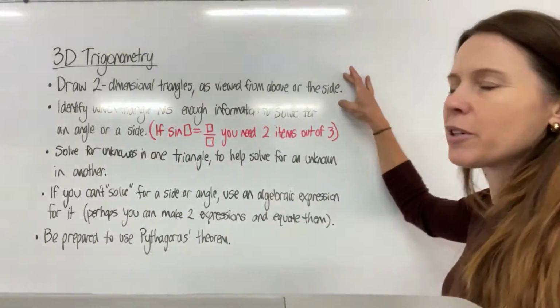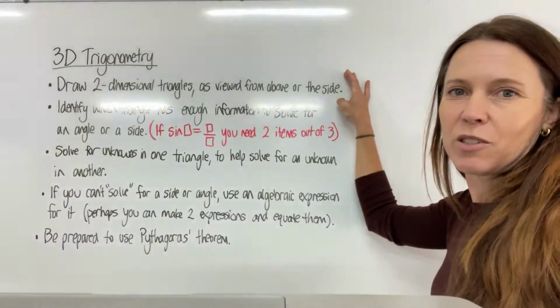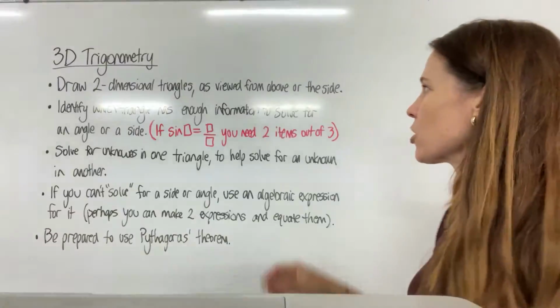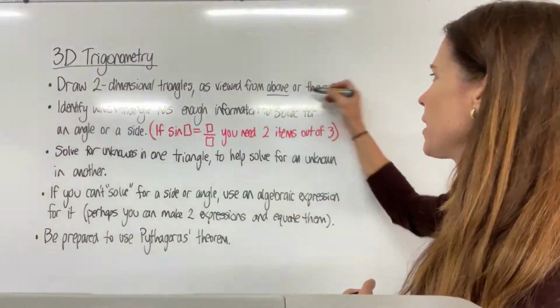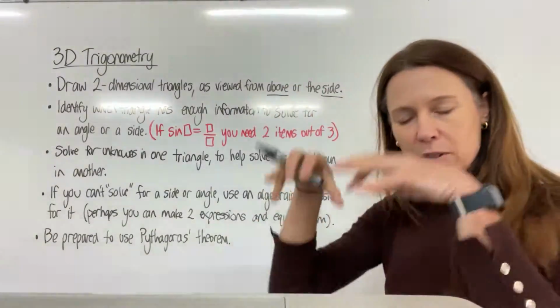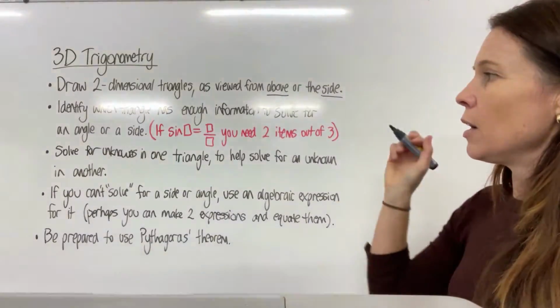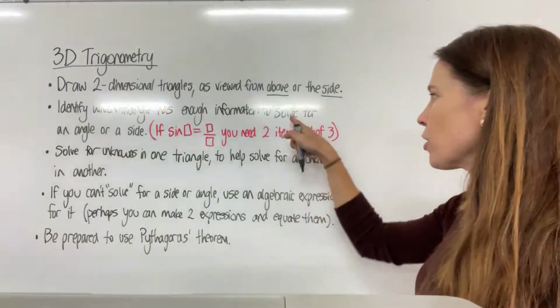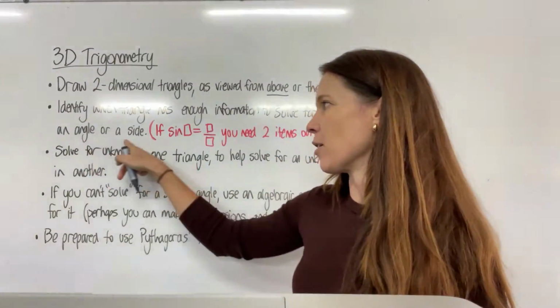What we basically want to do is, where possible, draw two-dimensional triangles. And you can do that by imagining that you're looking at your three-dimensional picture from above or from the side. They often call this a plan view, as though you're looking straight down at it. You want to identify which triangle has got enough information in it that you can actually solve it for a missing angle or a missing side.